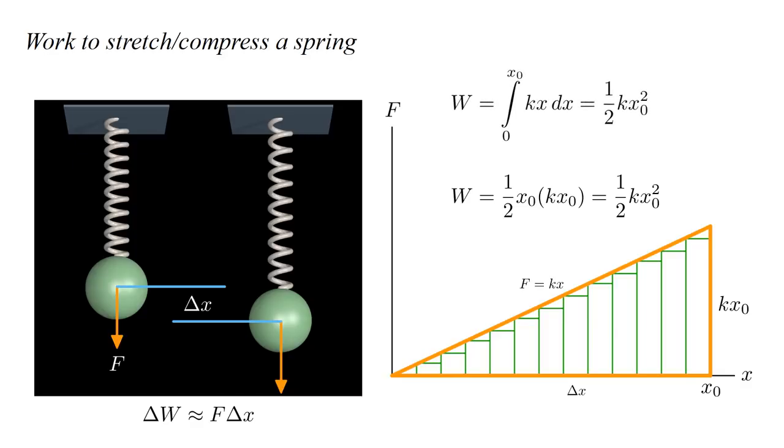This idea of approximating the area under a curve by the sum of the areas of small rectangles is the basis for integral calculus. We write that W equals the integral from 0 to x0 of kx dx equals 1/2 kx0 squared.